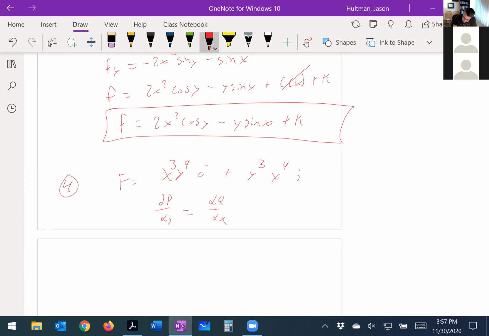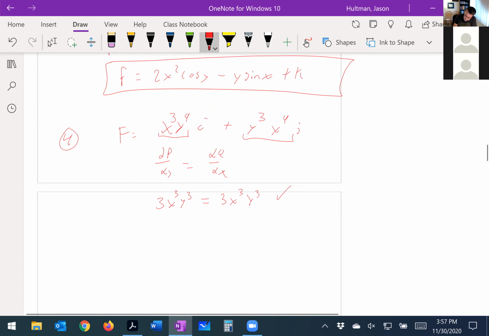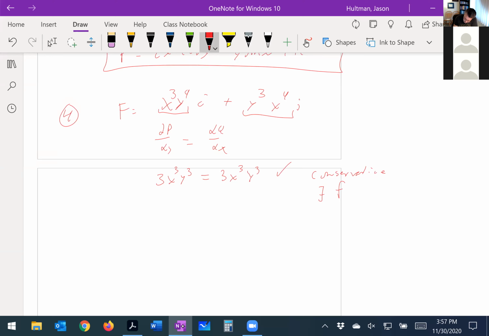Well, take this guy with respect to y. Take the derivative with respect to y. That's going to be 3x cubed y cubed. Take this guy with respect to x. That's going to be the same thing, 3x cubed y cubed, so it is conservative. Okay, so conservative. What does that mean? That means that there exists an f. Okay, so that's good to know. So let's find that f.